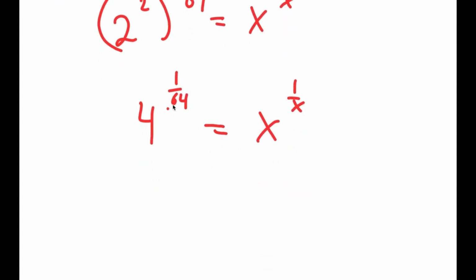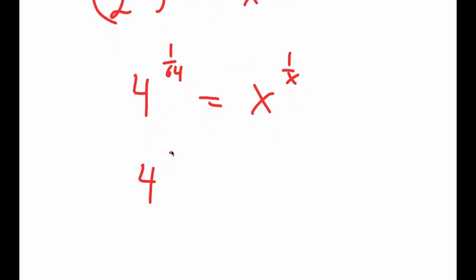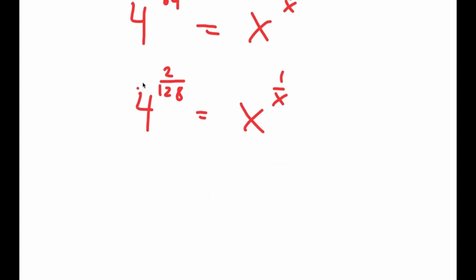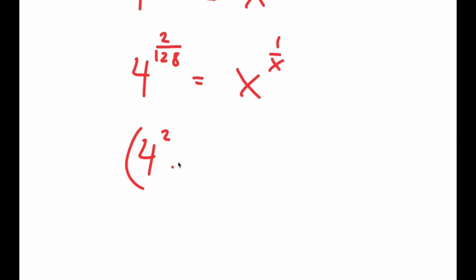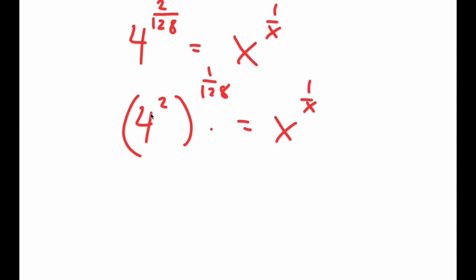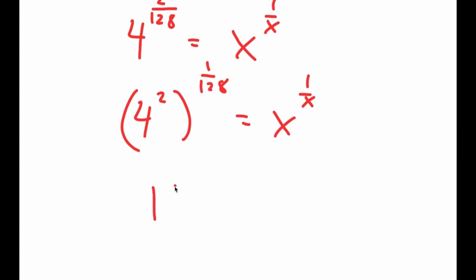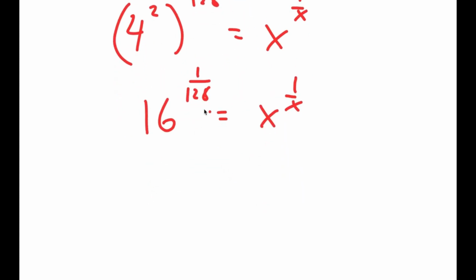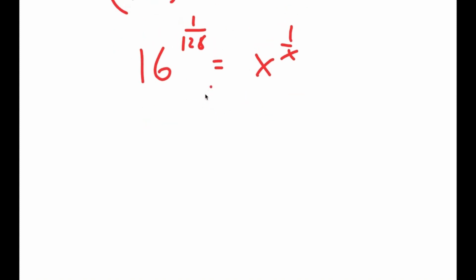Now, these two numbers still aren't the same. So what we're going to do is repeat the process once again. 1 over 64 is the same thing as 2 over 128. And I can rewrite this as 4 squared to the power of 1 over 128. Now 4 squared is 16, so I get 16 to the power of 1 over 128 is equal to x to the power of 1 over x. And they still aren't the same, so I'm going to repeat it once again.